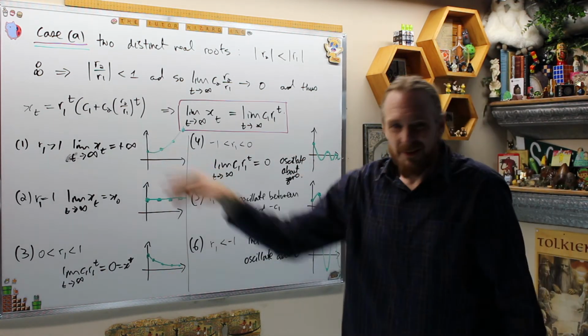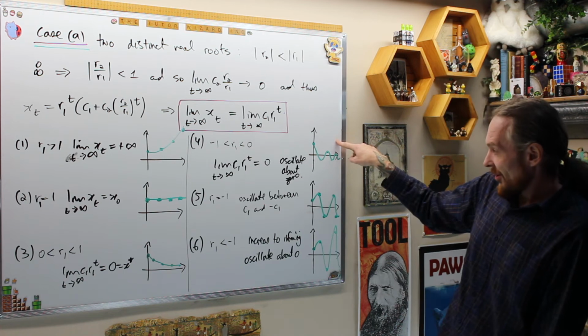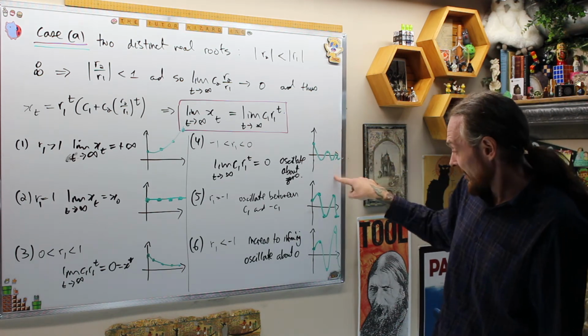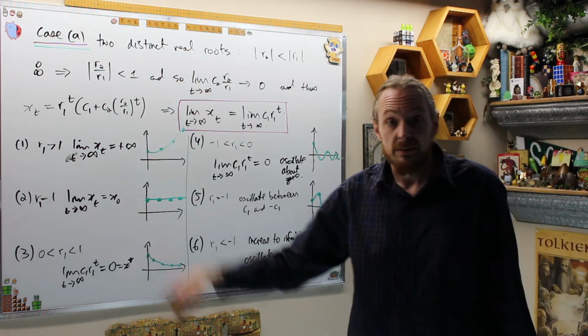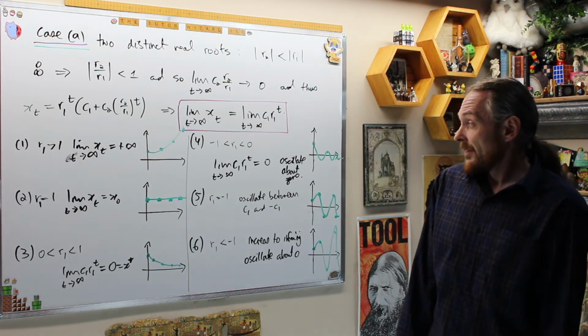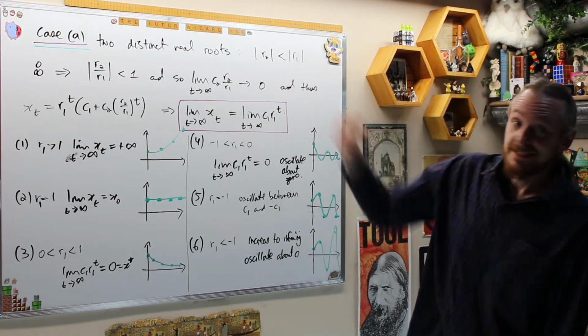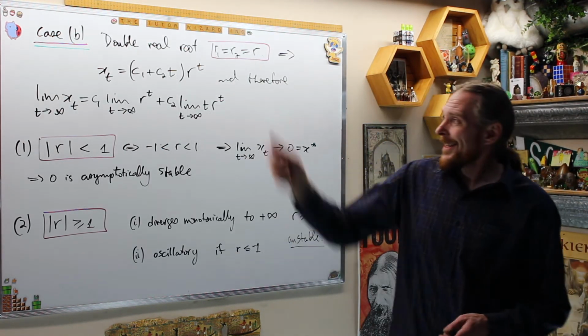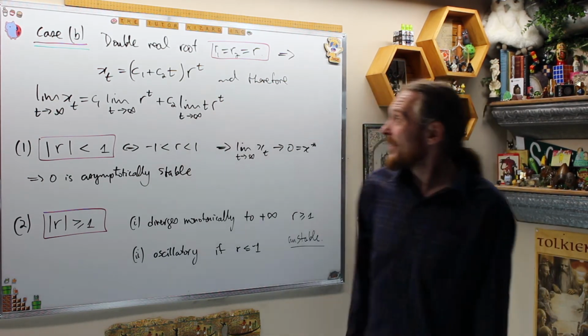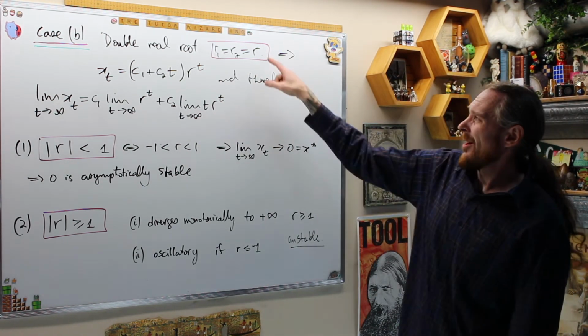And then they're going to have an oscillatory statement, oscillatory if you don't have any real solutions, positive. All right, let's do the next case, case B. If we have a double real root, r1 equals r2 equals r for simplicity.